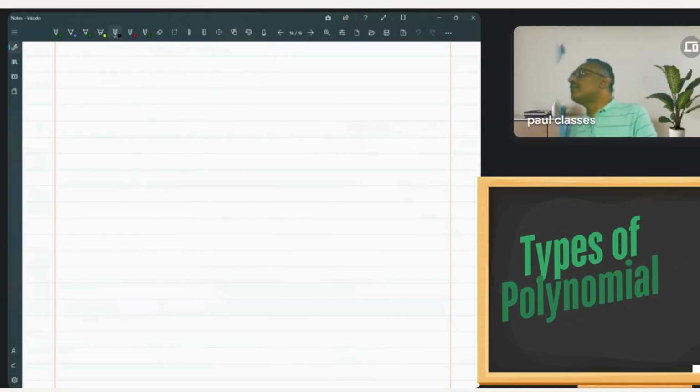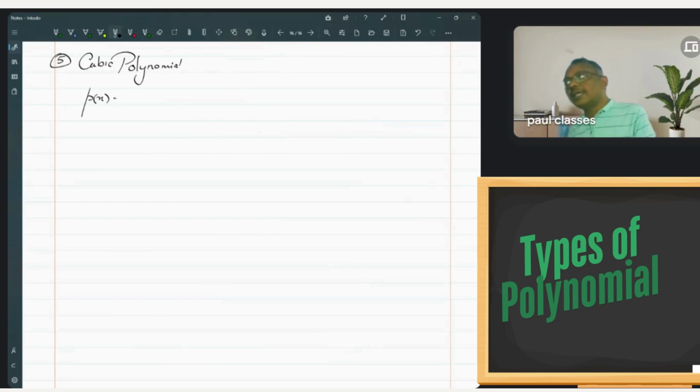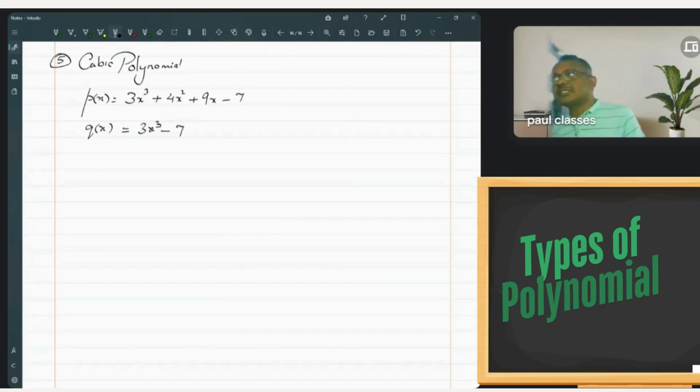So what do you call a polynomial of degree 3? Cubic polynomial. So what is a cubic polynomial? Say a polynomial whose degree is 3: 3x cube plus 4x square plus 9x minus 7. What is the degree here? The degree is 3.